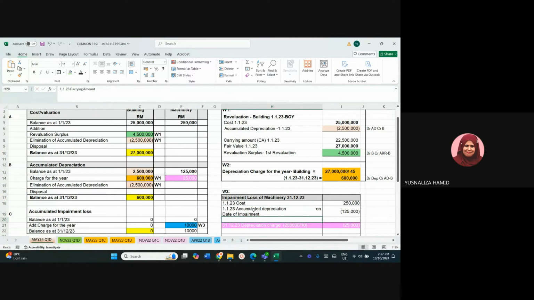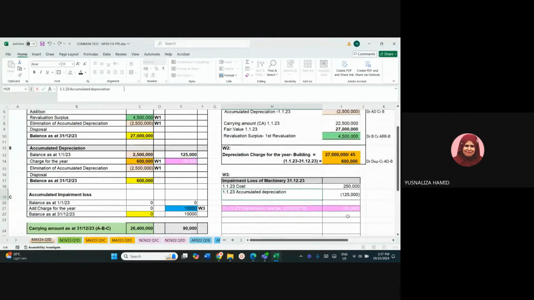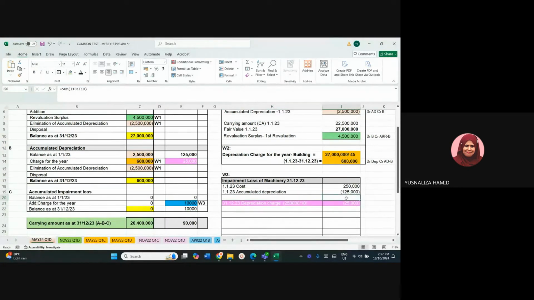So that was the accumulated depreciation on the date of impairment. Wait, I am going to erase it. Not on the date of impairment, that was at the beginning of the year. Accumulated depreciation at the beginning of the year. Now you need to go and find out what is the carrying amount. So on 1st of January 2023, the carrying amount before the impairment was 125 because 250 minus 125.